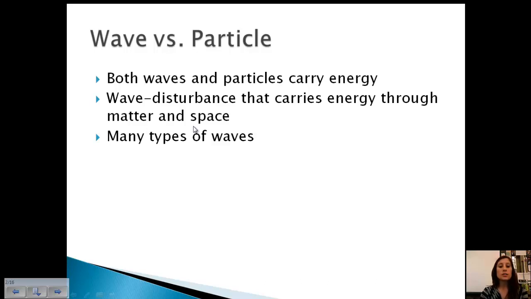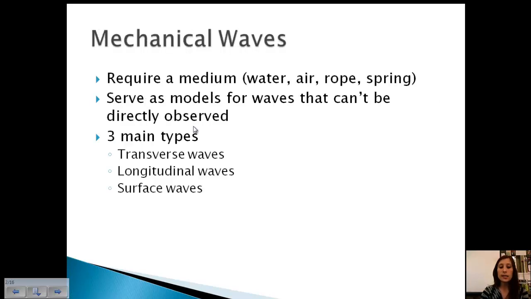So a wave is a disturbance that carries energy through matter and space. So think about sound waves or microwaves or thermal, like energy waves. All of that carries energy through matter and space. And there are many types of waves. We're going to talk about three main types involved in mechanical waves.